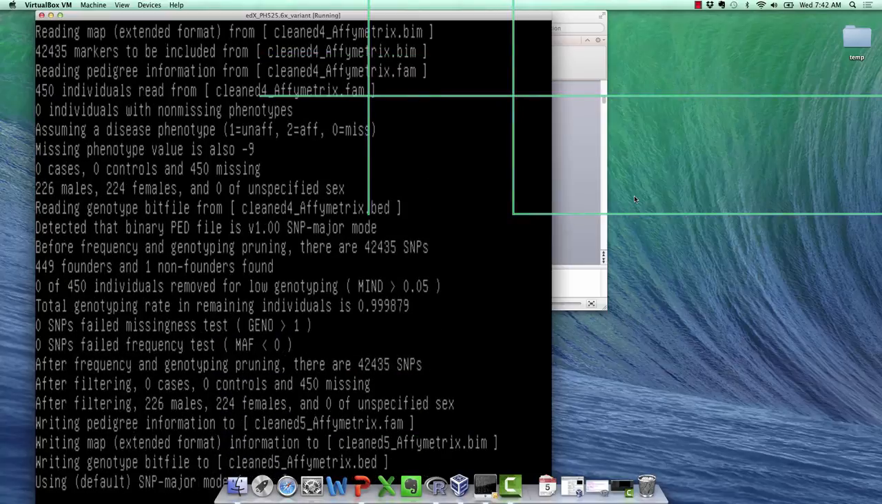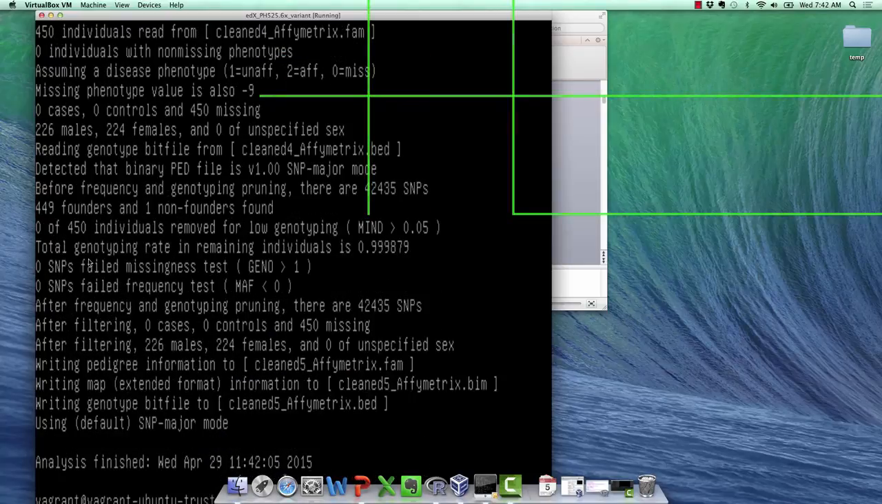So we'll run this. And as you can see, in our case, nobody was excluded for a high missing rate.